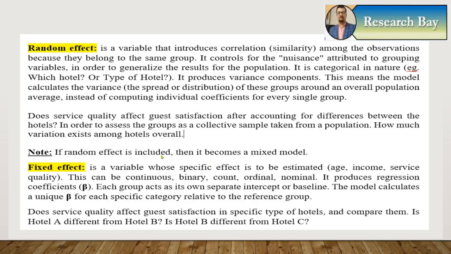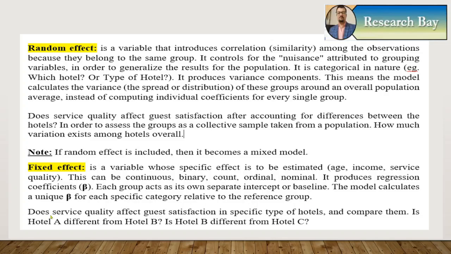Without the inclusion of random effect, if we are just considering the fixed effect, whose specific effect is to be estimated, variables like age, income, service quality, this can be continuous, binary, count, ordinal, or nominal in nature. And it produces regression coefficients. Here, each group acts as its own separate intercept or baseline, and the model calculates a unique beta for each specific category relative to the reference group.